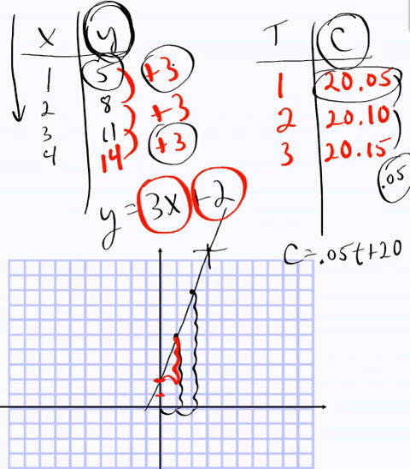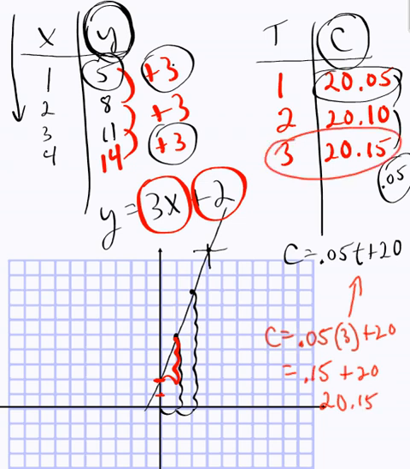Well, if we wanted to, what we could do is put a 3 instead of the t. So then we get cost is equal to 0.05 times 3 plus 20. Well, that would equal 15 cents plus $20, which is equal to $20.15. And that's what we had.